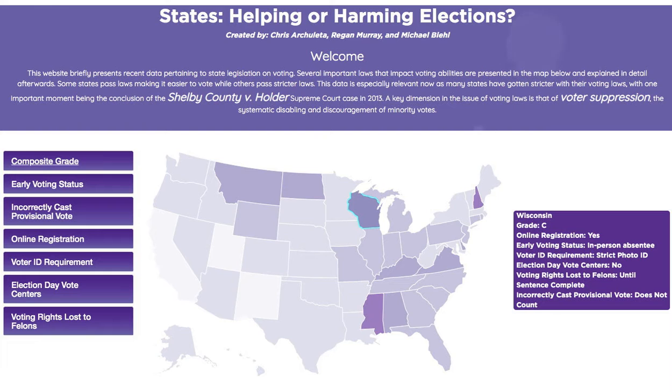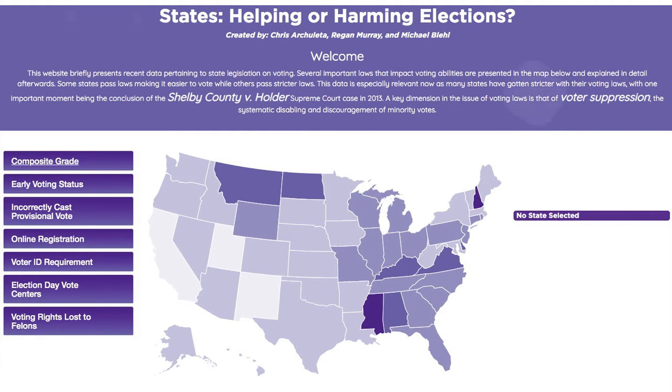On this retrieve panel on the right, I can see a couple of reasons why this might be a C. For example, there's a really strict photo ID law, no election day vote centers, and felons do lose their right to vote. So this basically gives me an overview of why Wisconsin has a C and places it relative to the other states.